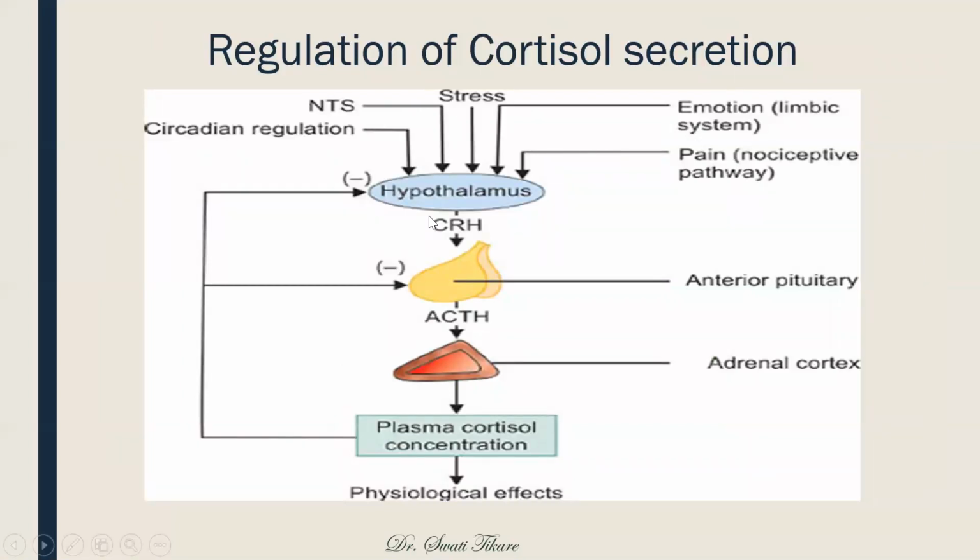Coming to the regulation of cortisol secretion. It is mainly regulated by the negative feedback mechanism of the free cortisol levels. Ultimately, when the adrenal cortex is producing cortisol, based on the plasma cortisol concentration, there is a negative feedback on the anterior pituitary as well as the hypothalamus.